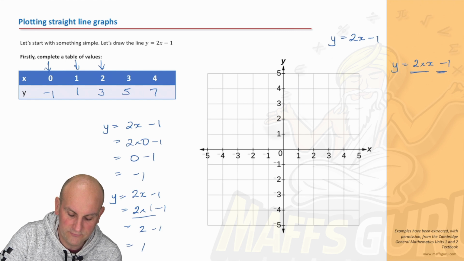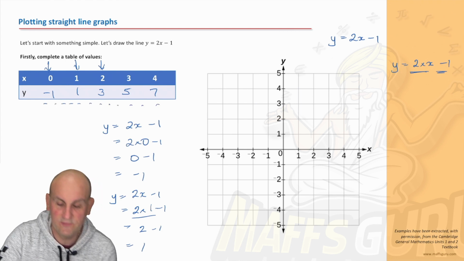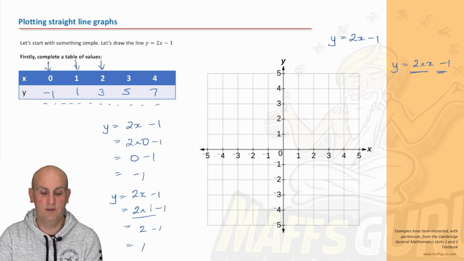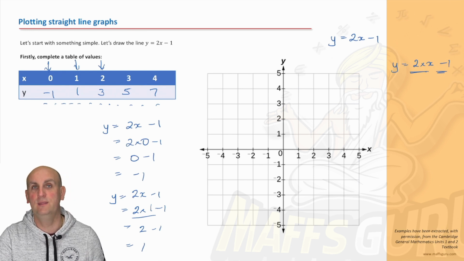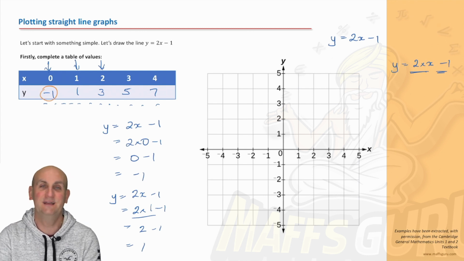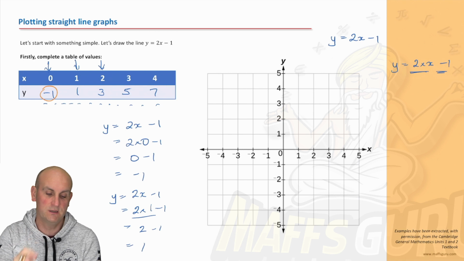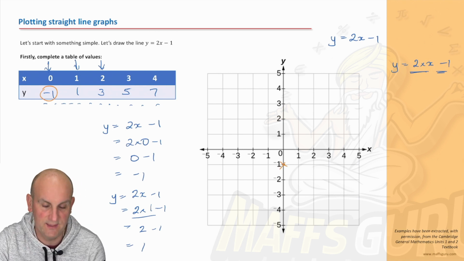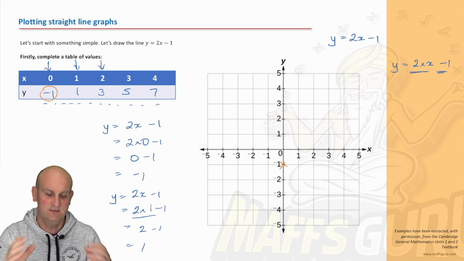And then because we see a bit of a pattern happening here, they're seemingly going up in 2s. So now let's plot our graph. Now obviously whenever there's a negative number, you go in the opposite direction. So because this here is a negative 1, I'm actually going to go down, not up. So I'm going to go 0 across and 1 down and put my little kiss there.